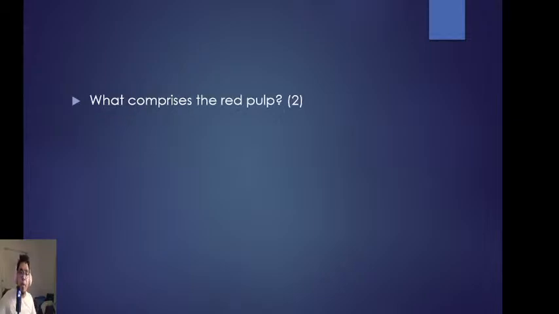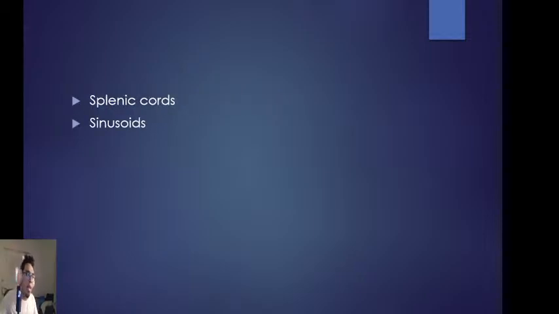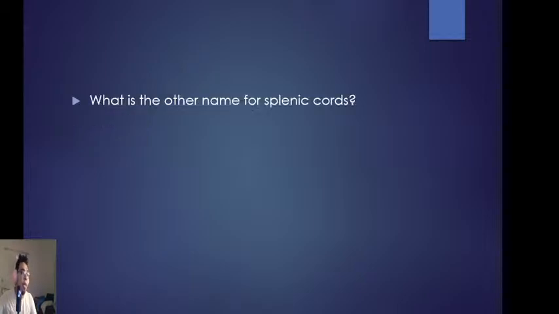Now, the red pulp is comprised of what you call splenic cords and sinusoids. Splenic cords? May cords na naman, sir. Yes, there's also cords in the spleen. And the other name for splenic cords is basically the cords of Billroth.